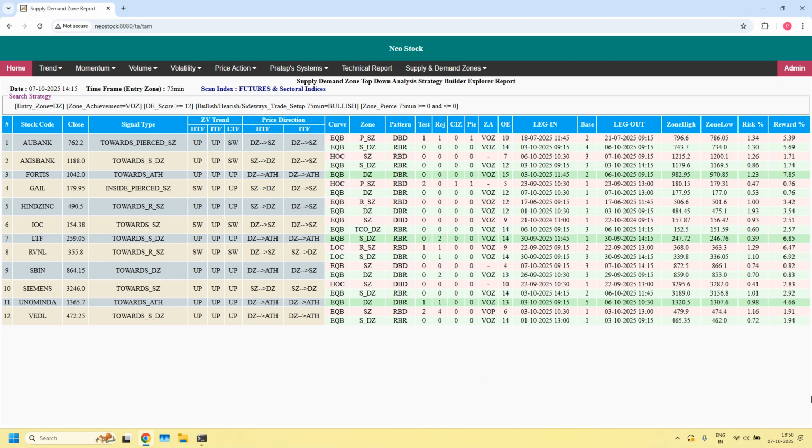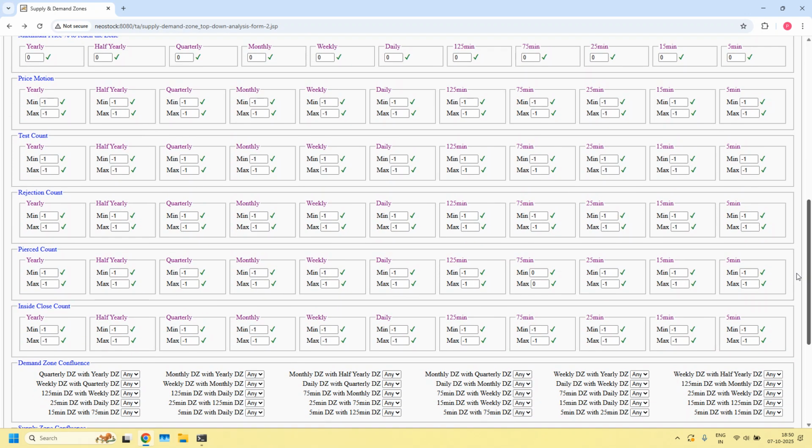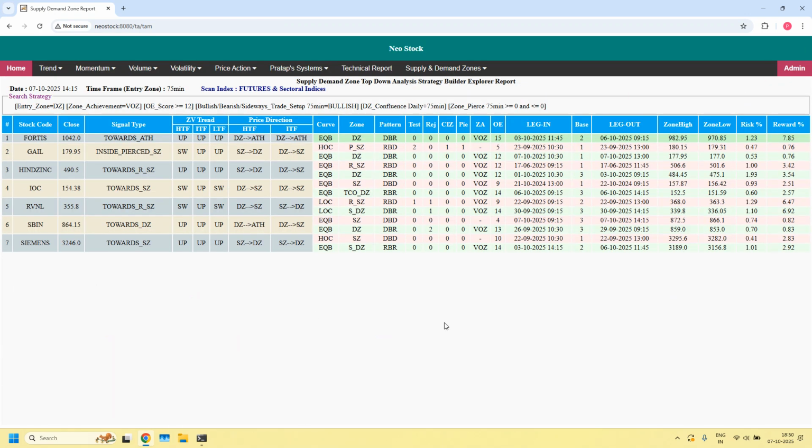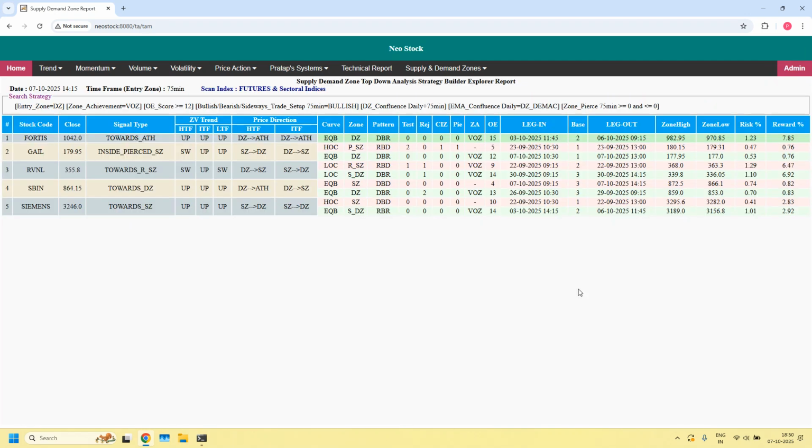So let us filter based on high probability trade setup zones. First one, LTF ITF demand zone Confluence, and then ITF EMA Confluence. 75 minutes and daily demand zone enabled. 7 stocks are filtered. Further, we should filter based on daily demand zone having daily EMA Confluence. Five stocks are filtered. So these 5 75 minutes demand zones might be having more high probability to get success.